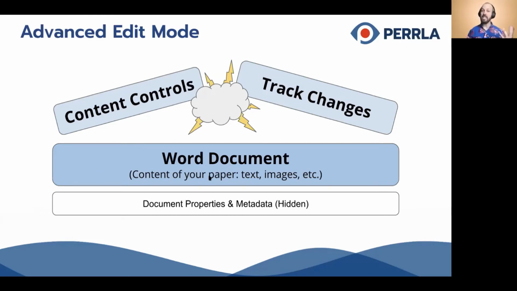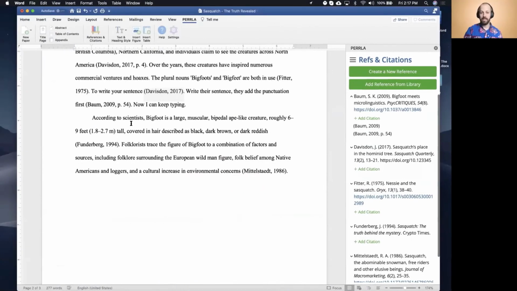It's the content of your paper: text, images, headings, the stuff that's actually there and visible on the screen. And then there's a third layer that lays on top of that text, like a visual embellishments layer. This is where Perla's content controls live. They live on top of the text and are shown on top of the text. So you can think of the Davidson 2017 as being part of the body, and then the content control is laid on top of that text in the next layer.